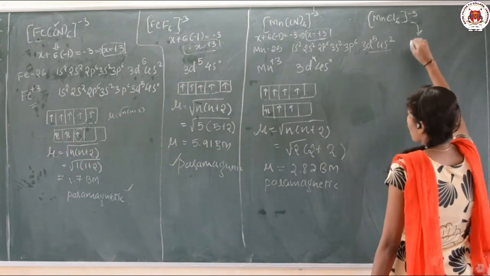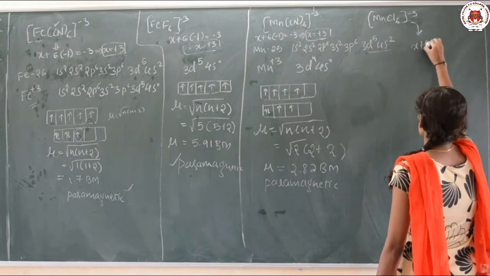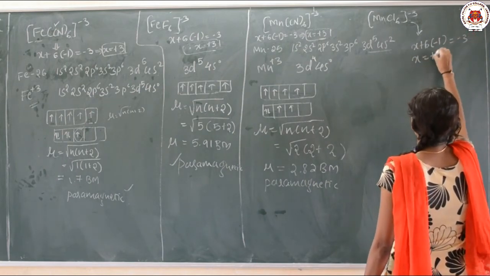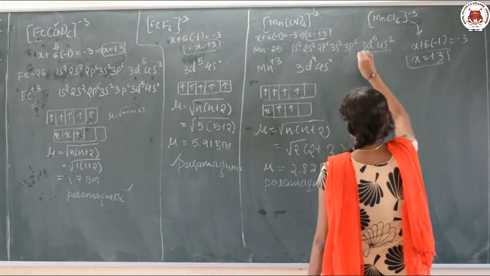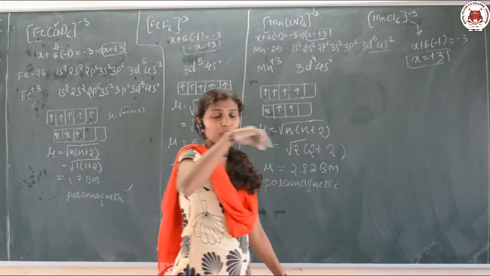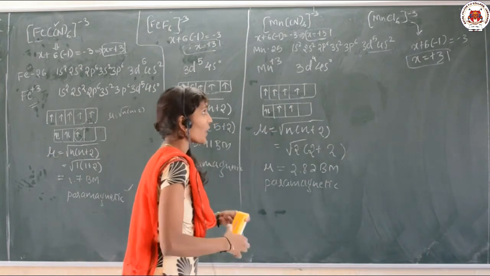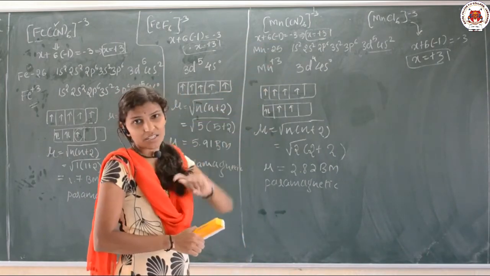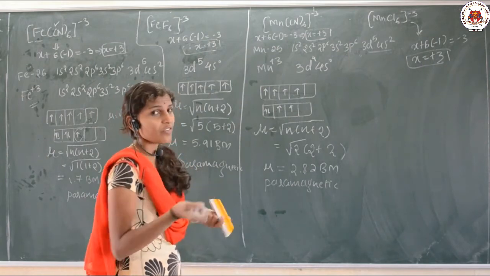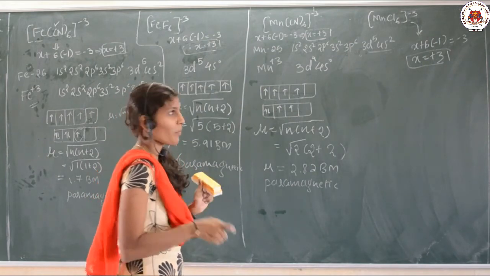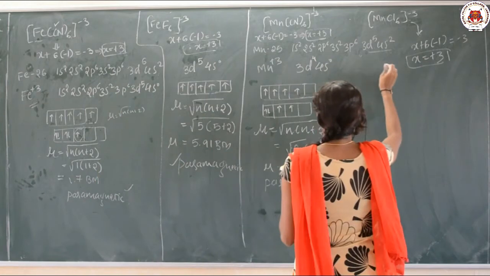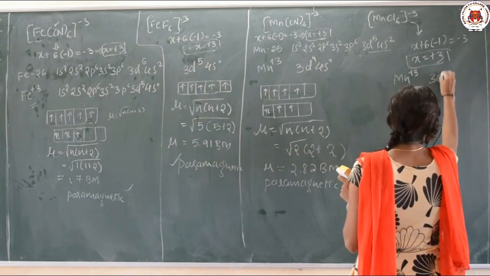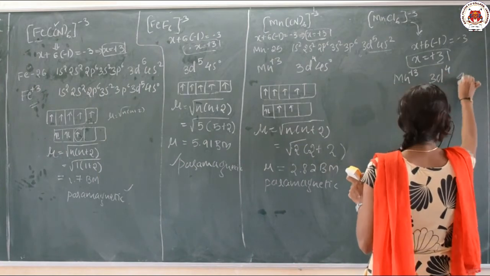Next, first the oxidation state: x plus 6 into minus 1 equals minus 3, so x is equal to plus 3. Again, Mn is in the plus 3 form only. I said that in both cases 6 ligands are there, but here it is strong, there it is weak. So whether it is weak or strong also matters. So Mn in the form of plus 3 means directly I will go for 3d4 and 4s0.